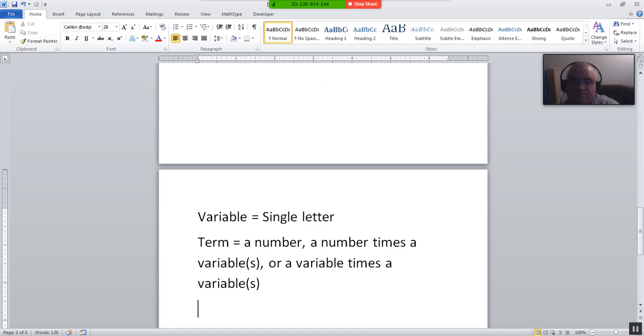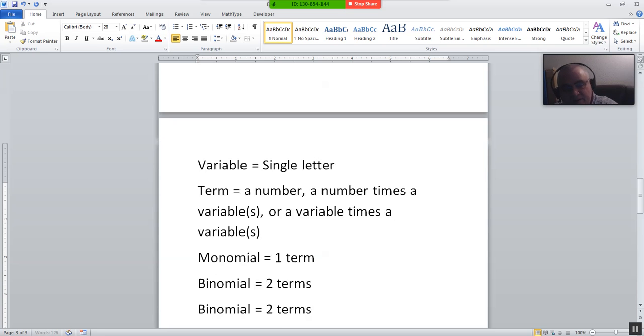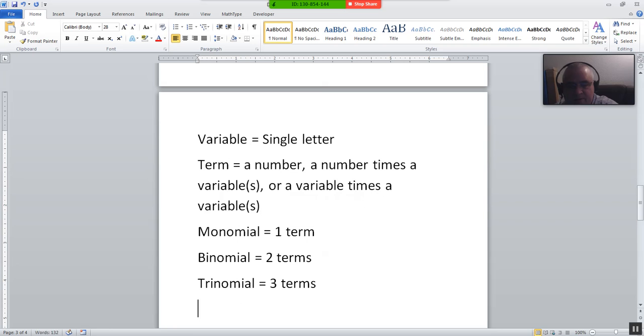Now, that's what a term is. We have a monomial, which is one term. We have a binomial, which is two terms. We have a trinomial, which is three terms. And then what we're studying here, which is a polynomial, which is one or more terms.